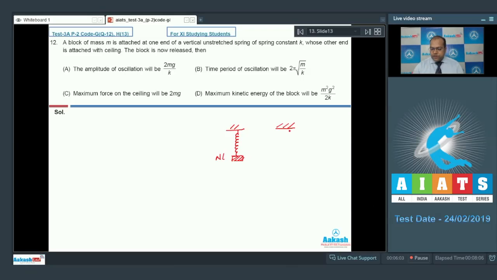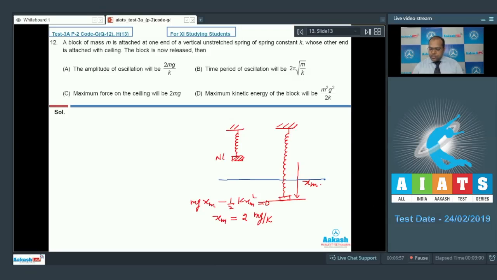Due to the gravitational force acting on the block, let the maximum displacement of this block be up to this position. So this is the x maximum. If I apply the work energy theorem, the work done by gravitational force is mg into x maximum, and the work done by the spring is minus half k into x maximum square, which must be equal to 0 because the change in kinetic energy is 0. So from here the value of x maximum comes out to be 2 times mg by k. Let's check the options. The amplitude of oscillation will be 2 mg by k.